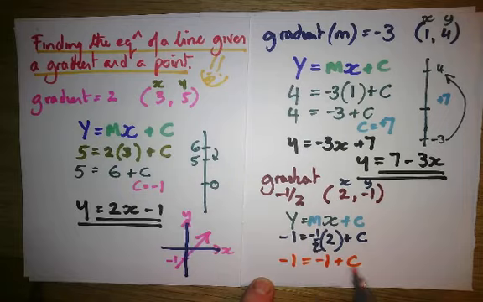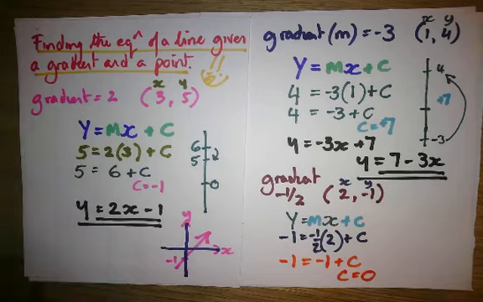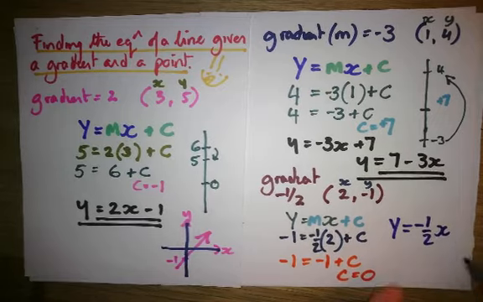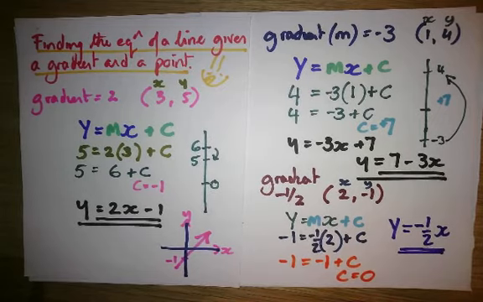Now, interestingly enough here, what do I add to minus 1 to make minus 1? Nothing. So c here equals 0, which means it goes through the origin, which is interesting. It goes through the origin, and therefore this equation is going to simply be y equals minus half x. And that's how you do it.